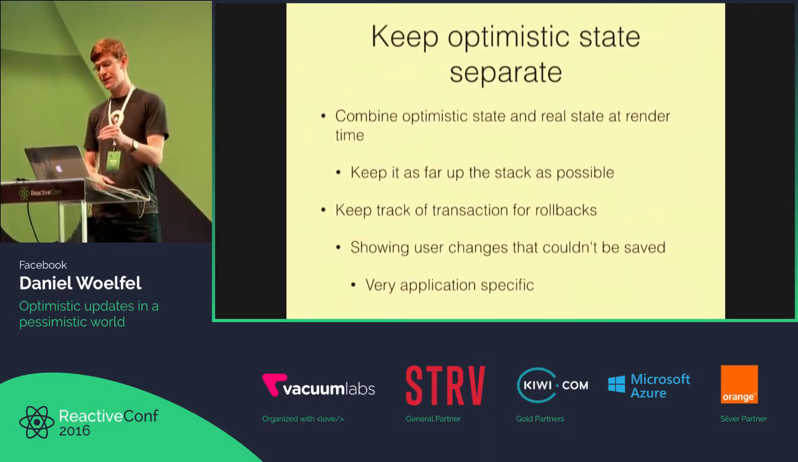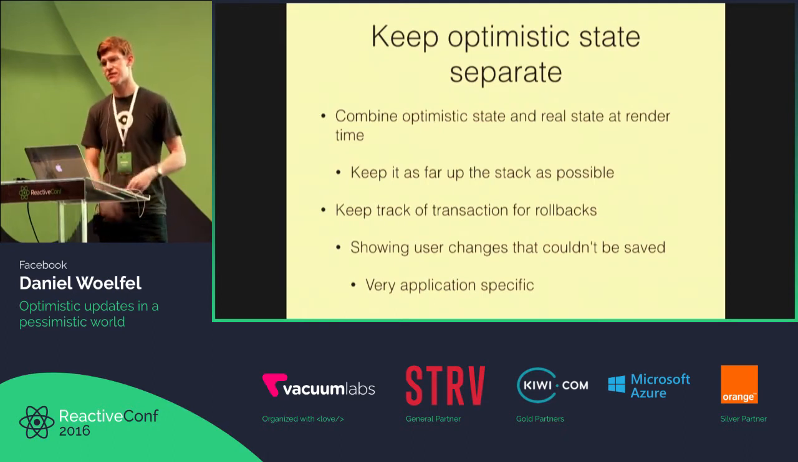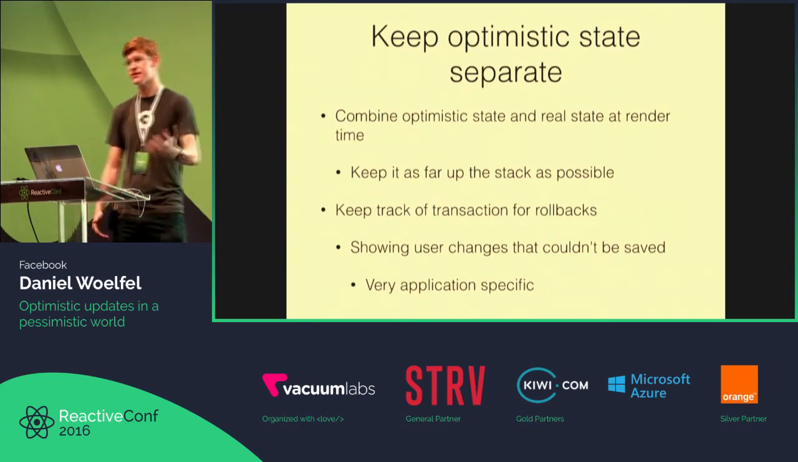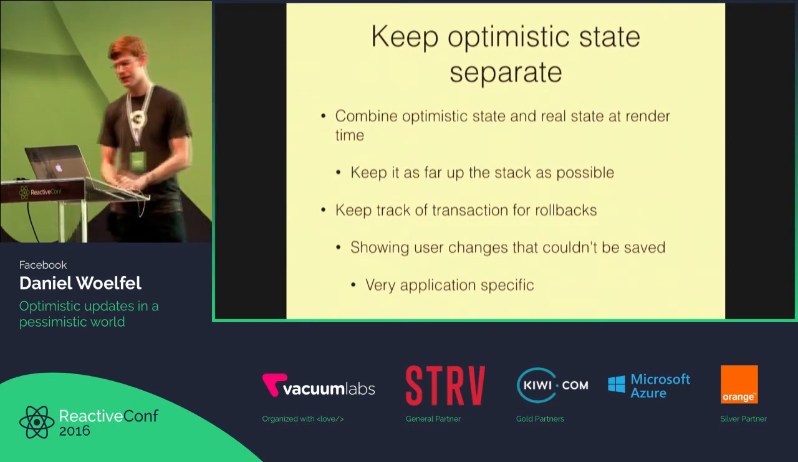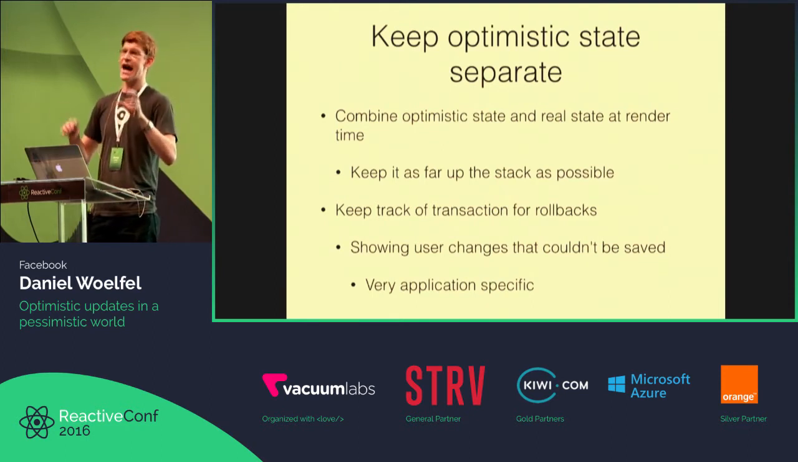We're also going to want to keep track of each transaction so we can roll back just that specific transaction, right? We saw in the logs that we had those two requests. We rolled back one request, and we accidentally rolled back both. So we don't want to do that. And then it's also going to come in very handy for when we want to show the user the piece that hasn't saved yet.